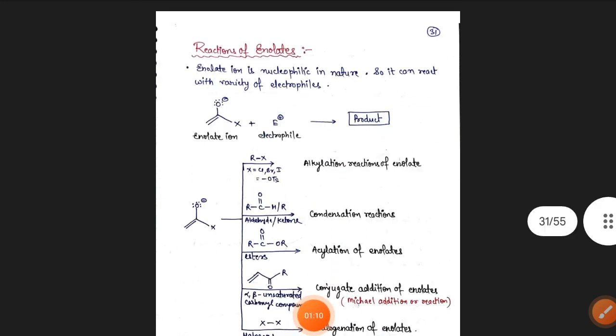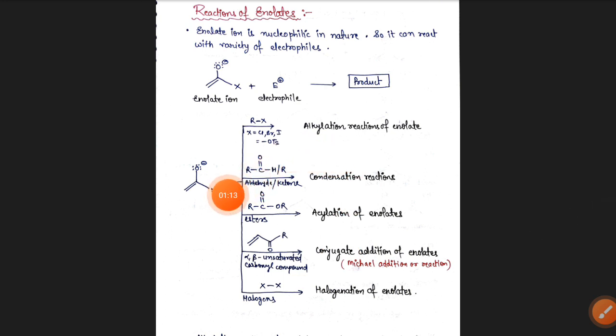So basically the reactions are, this is the example of an enolate. If RX, that is an alkyl halide, is used, the halides being chloride, bromide or iodide, or OTs, then the alkylation reaction of enolates is possible here. Next, if RCHO, that is an aldehyde, or a ketone is present, then a condensation reaction occurs. If an ester is present with enolates, it can react and acylation of enolates occurs.